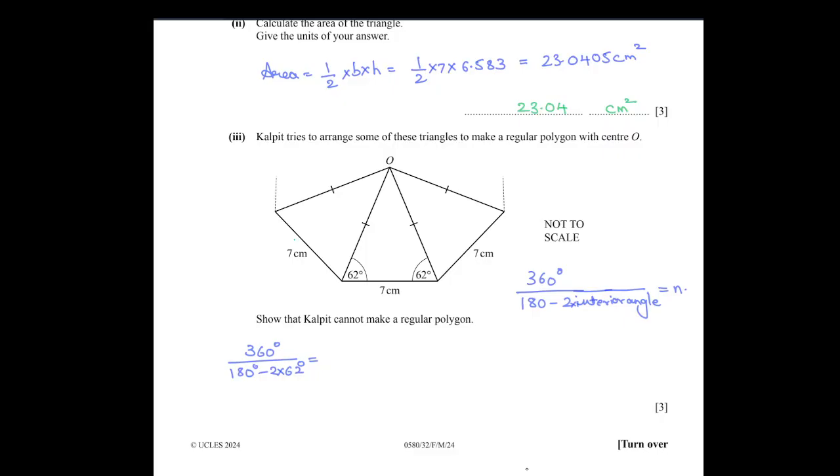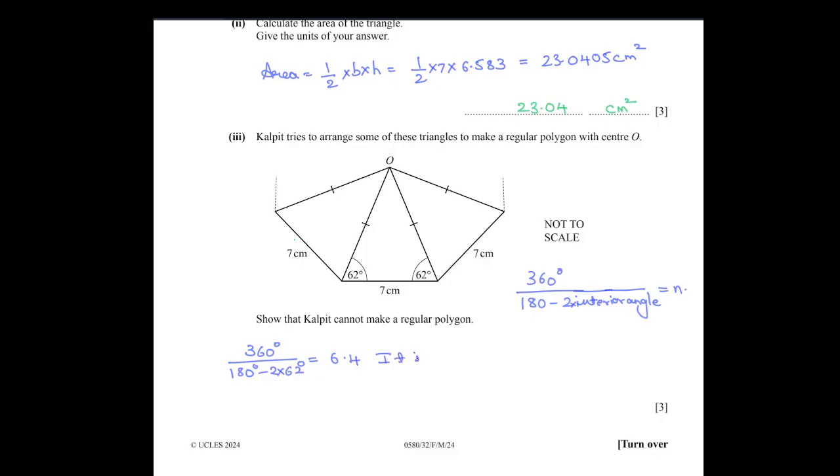So 360 by 180 minus 2 into 62 is 45 by 7, that is 6.42. So 6.4 is the answer, which is not a whole number.